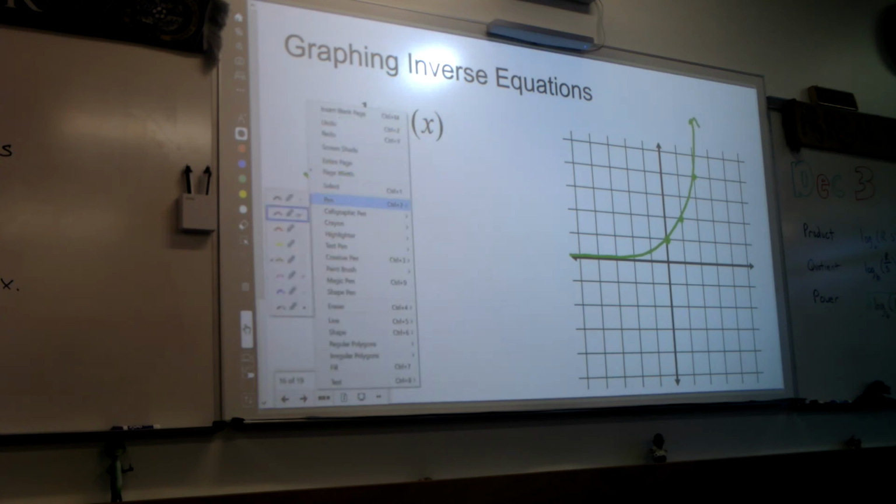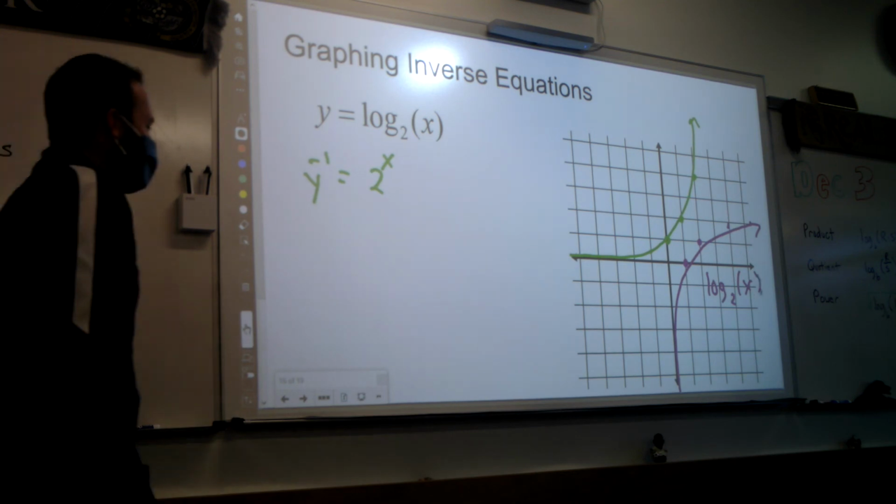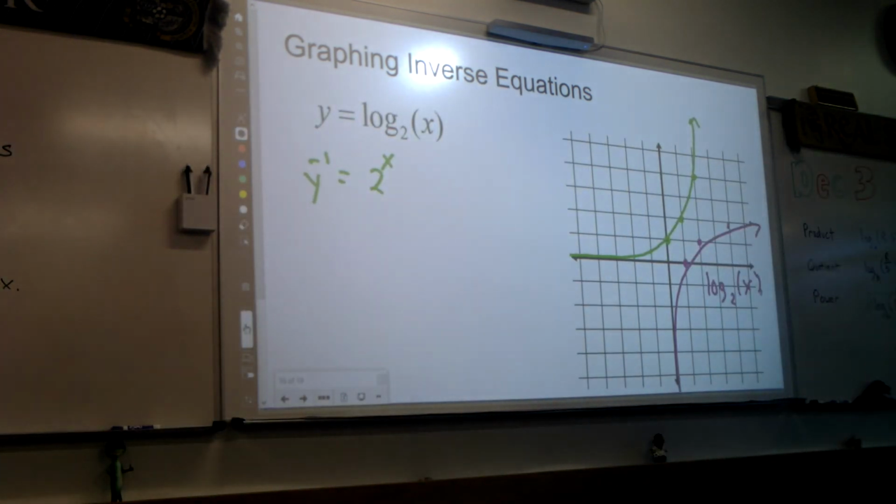Now what am I going to do with those key points to get the inverse? Instead of 0, 1, I go 1, 0. Instead of 1, 2, I go 2, 1. Instead of 2, 4, I go 4, 2. And instead of a horizontal asymptote, we get a vertical asymptote. And so this is going to be log base 2 of x. And that's how you graph a logarithm. You find the inverse, you do that.